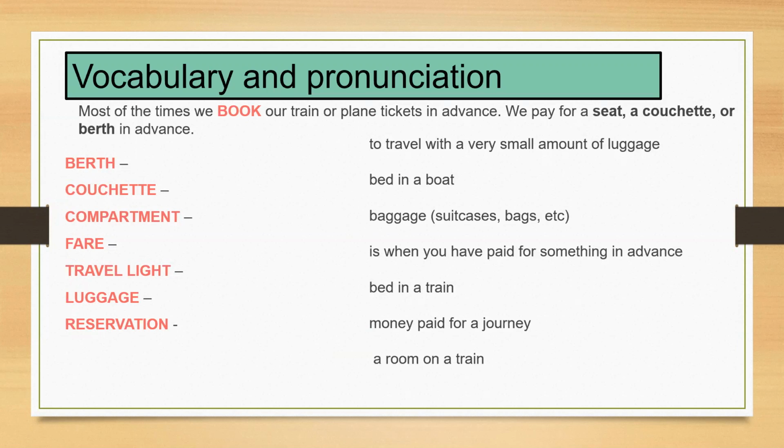The first definition that we have is to travel with a very small amount of luggage. Second definition, berth in a boat. I'm sorry. Third, baggage, that could be suitcase, bags, etc. Backpacks as well. Okay. Fourth definition, is when you have paid for something in advance. Next one, it's a bed in a train. Next one, money paid for a journey. And the last one, a room in a train.